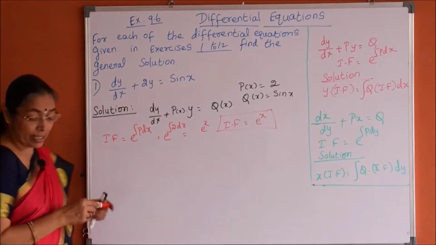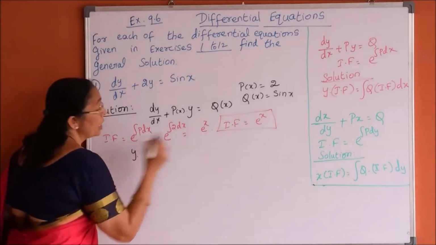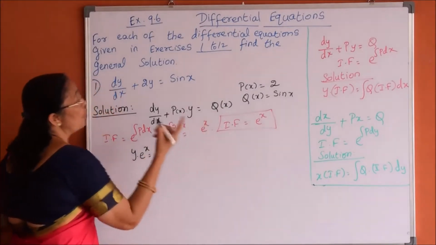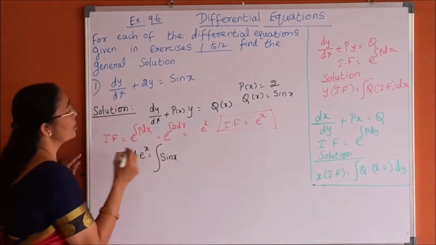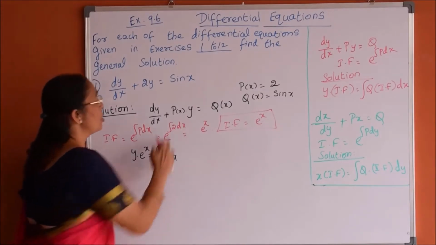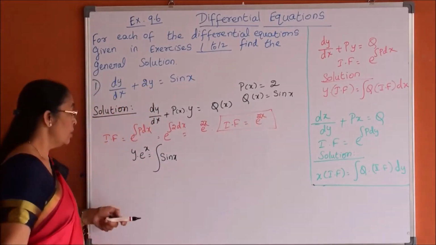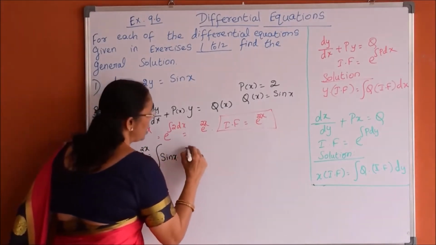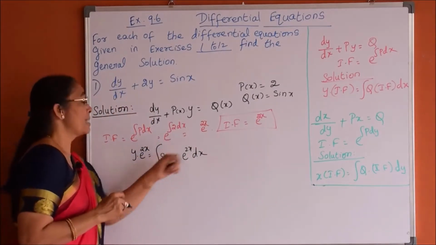Now, next our solution is nothing but y into integrating factor is equal to integration of q function. Q is nothing but sin x, into e to the power of, sorry, here 2x it is. We have e power 2 dx. So, e power 2x here. So, y into e to the power of 2x is equal to integration of sin x into e power 2x dx. Now, we have to find out integration of sin x e power 2x.